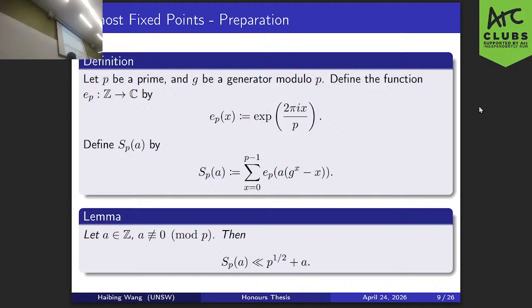And yeah, we'll see how that gets used later. So here we have this result, which is that the sum S_p over here of A is actually going to be less than p to the half plus A.